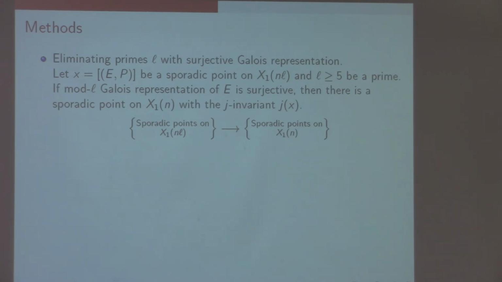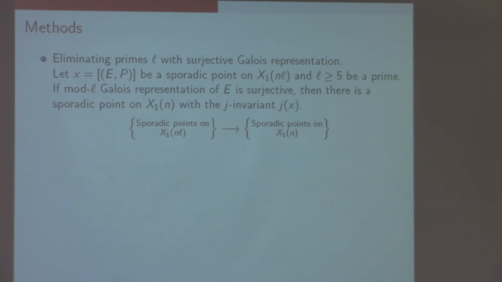So here, this is still sporadic. And what I know is that the j-invariant of this point and its image are the same. So if this is a sporadic j-invariant, this is still a sporadic j-invariant, and it's the same. So this means that if I'm looking at the sporadic j-invariants, I don't have to look at this big number, but I can get rid of all the surjective primes and get a small number that I can focus on. And so this is one way to make the values smaller. So look at all the surjective representations.